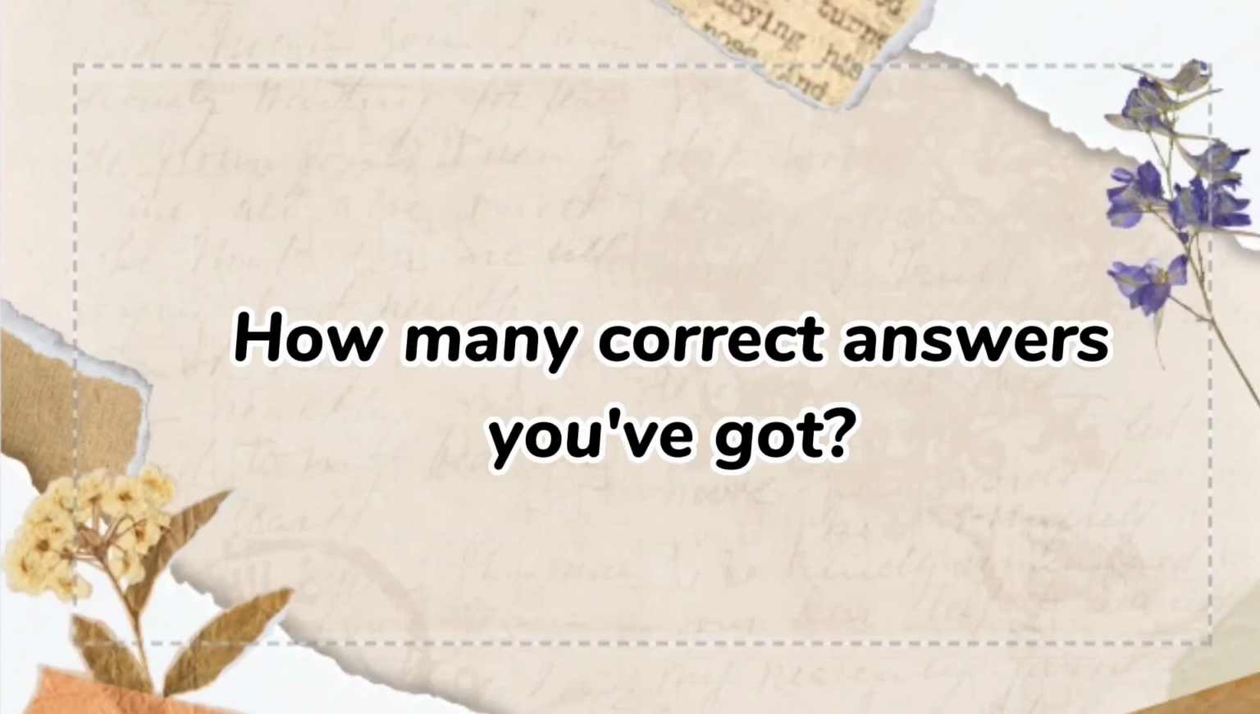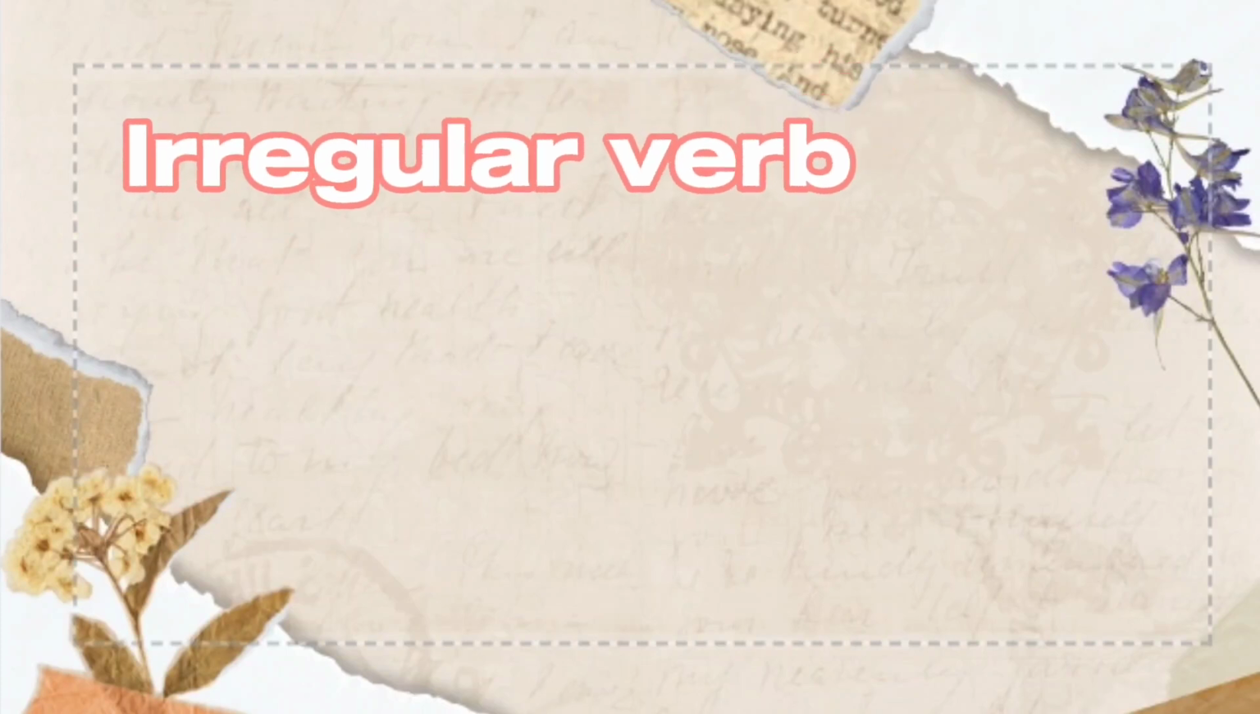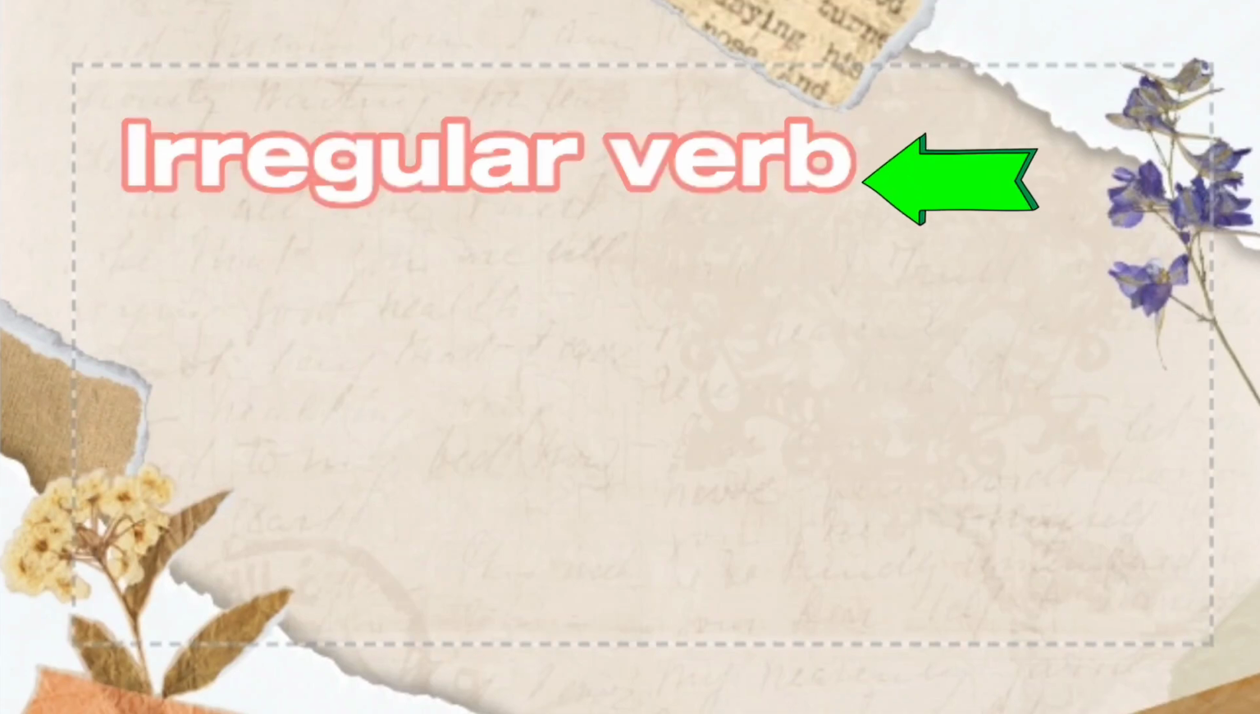Alright, how many questions did you get correctly? Since we're done already with the regular verb, we also have another way for us to form the past tense of the verb. That is the irregular form of the verb. Let's define first what irregular is.